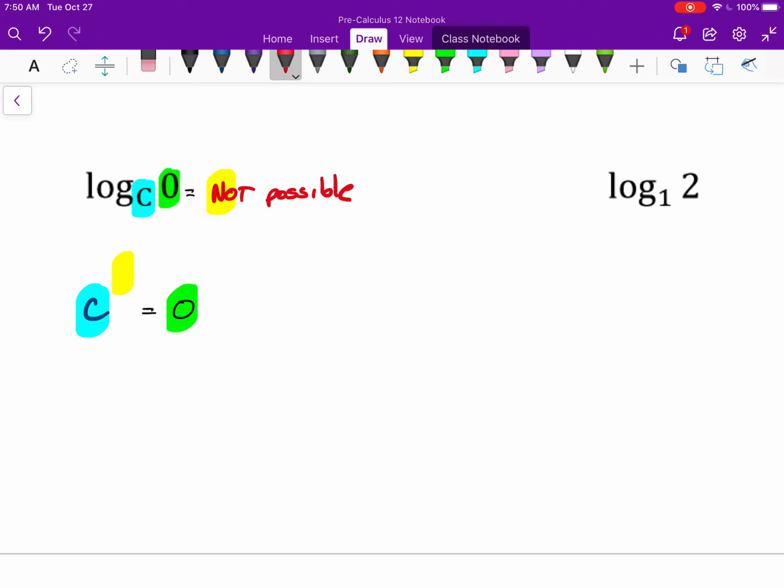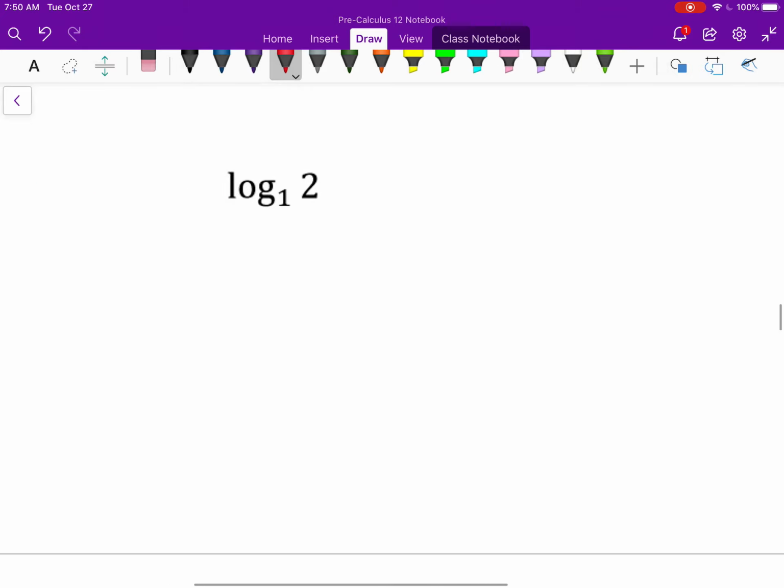And if you tried something similar on a calculator, it would give you an error. And lastly, you may have seen I already had the answer to this. This is also not possible.